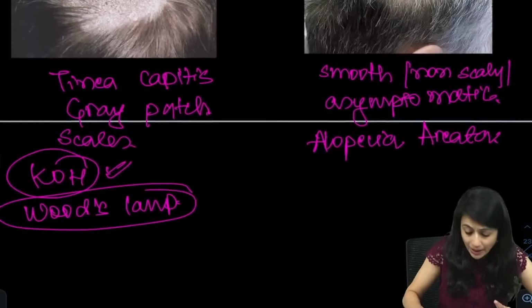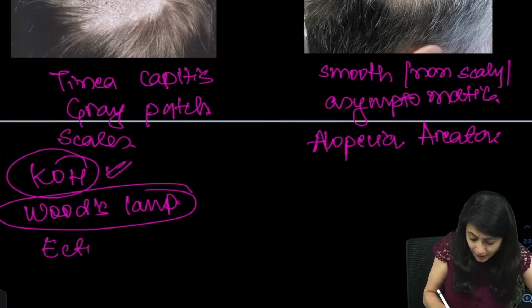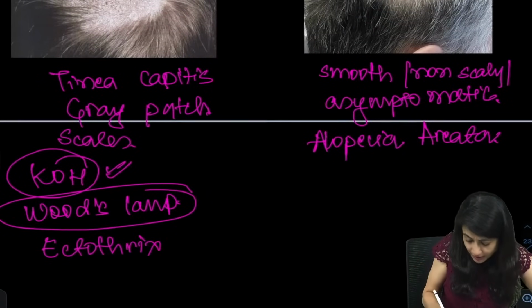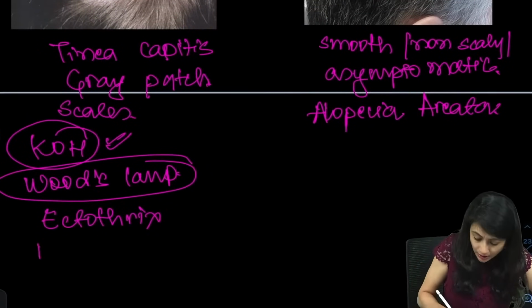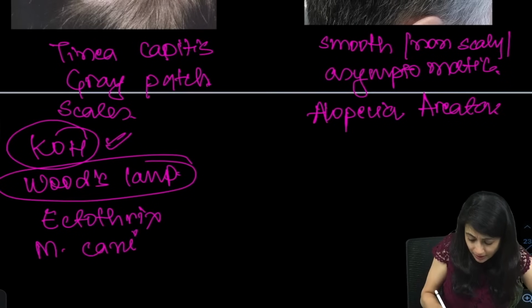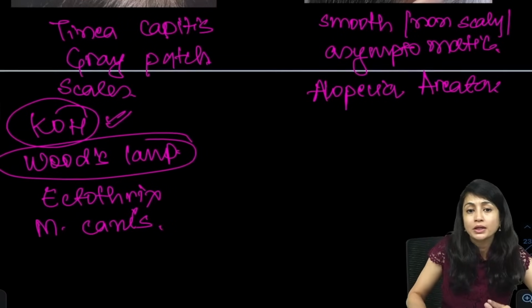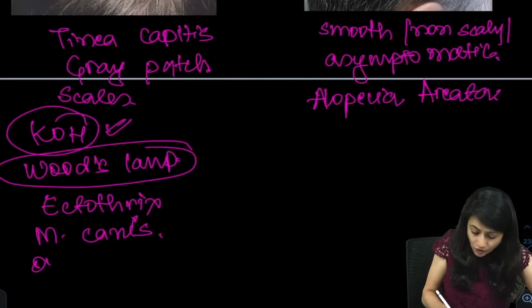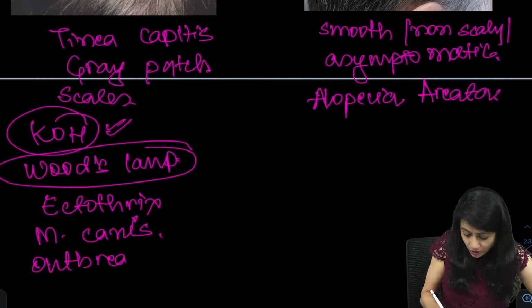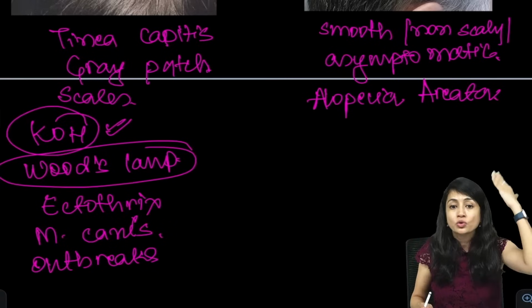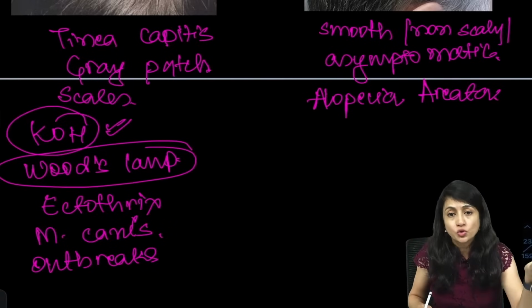When we have grey patch, it is a type of ectothrix. The most common organism being Microsporum canis. And this is the type of tinea capitis which is responsible for outbreaks in school, because the scales are on the surface, so can transfer to other students, right? So these are the important things here.